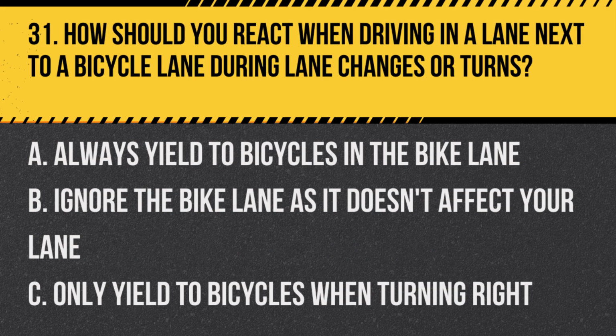Question 31. How should you react when driving in a lane next to a bicycle lane during lane changes or turns? A. Always yield to bicycles in the bike lane. B. Ignore the bike lane as it doesn't affect your lane. C. Only yield to bicycles when turning right. Answer. A. Always yield to bicycles in the bike lane. Drivers should be cautious of bicycle lanes and yield to bicyclists when changing lanes or turning.